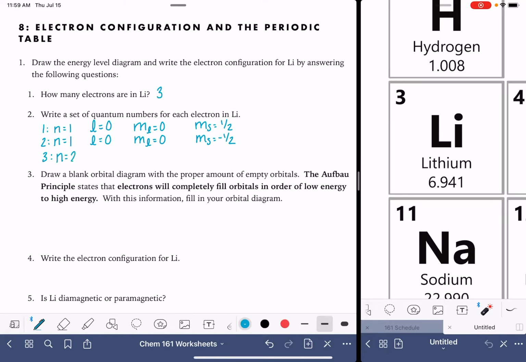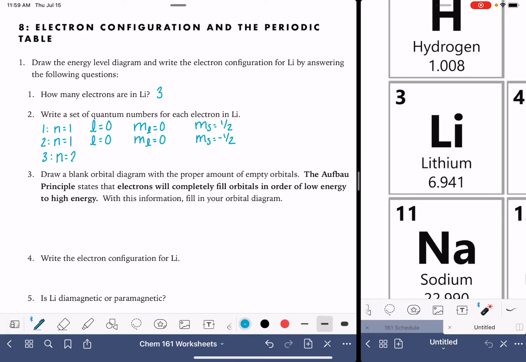When n equals 2, our possible values of L are either 0 or 1. And remember, we want to focus on the smallest possible numbers. So that means we're going to stick with L equals 0. And when L equals 0, M sub L has to be 0. And then remember, for the M sub S values, it doesn't matter if we choose plus 1/2 or minus 1/2. In terms of energy, they're exactly the same. So these are possible quantum numbers for electron 1, 2, and 3 in the lithium atom.